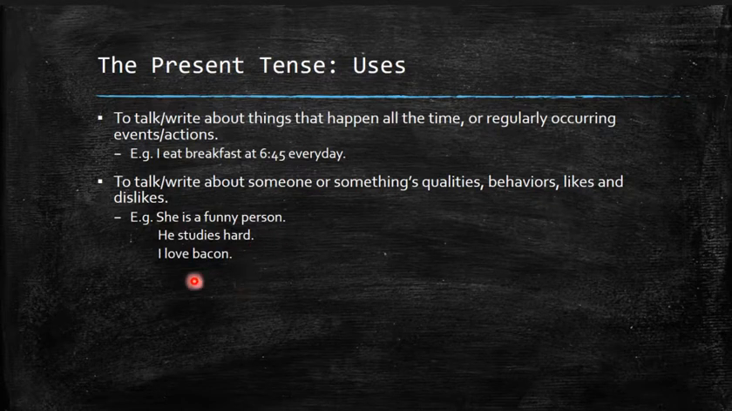I love bacon. This is also something that is true or happens all the time. It's not going to change, so we use the present tense. Also, I hate kale.